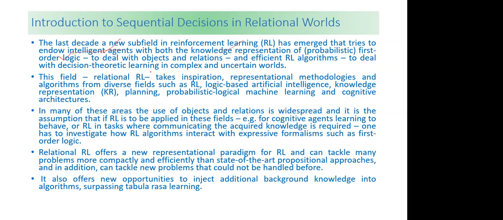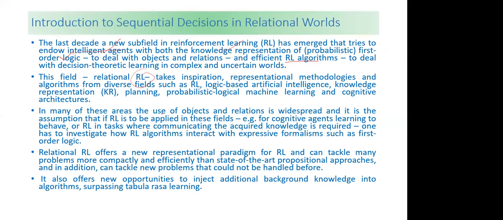To deal with these objects and relations, we require some reinforcement learning algorithms that use decision theoretic learning, so we can go ahead in a complex uncertain world. This field, relational reinforcement learning, takes inspiration, representational methodologies and algorithms from diverse fields such as reinforcement learning, logic based AI, knowledge representation, planning, probabilistic logic, machine learning, and cognitive architectures.